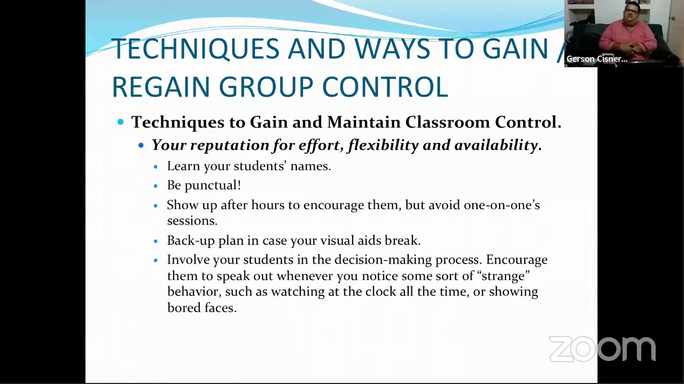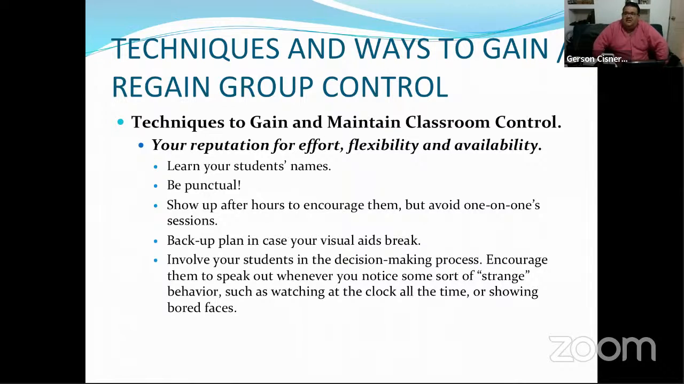Jesse. Be punctual. Very good. Not like teacher Gerson. But be on time. If your class is at 2, start at 2. If your class is at 1, and so forth. It does make a difference.